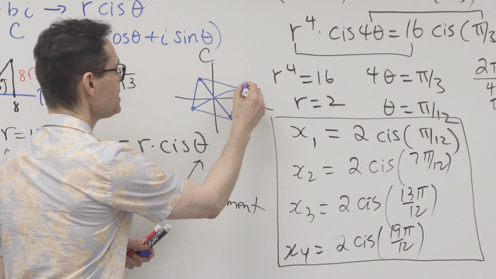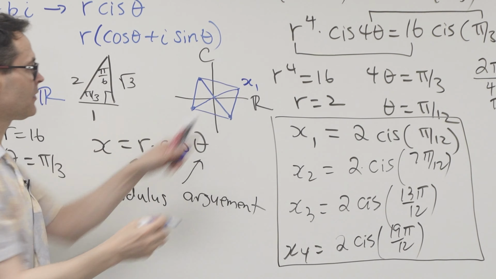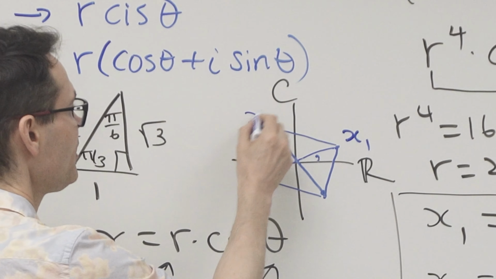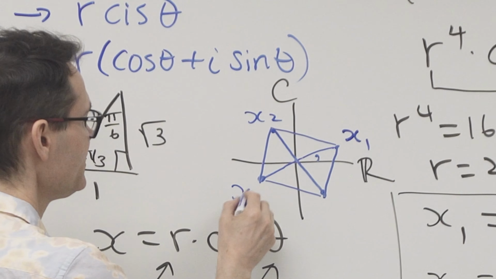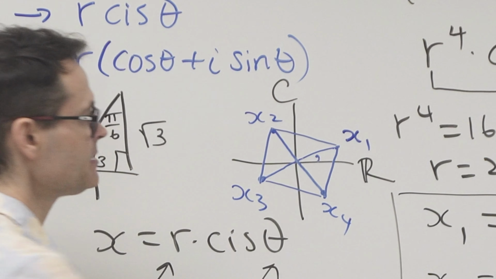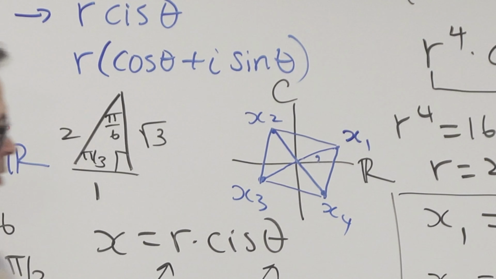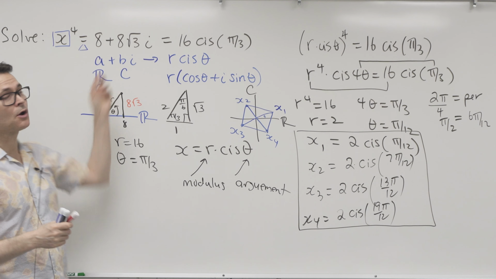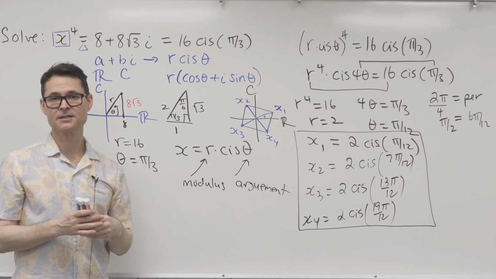So this here represents the first answer, where there's pi over 12, there's your rotation. This one is the second answer. This is the third, and this is the fourth. So there you have it. That's how we generate the solutions to a quartic when we have complex numbers.